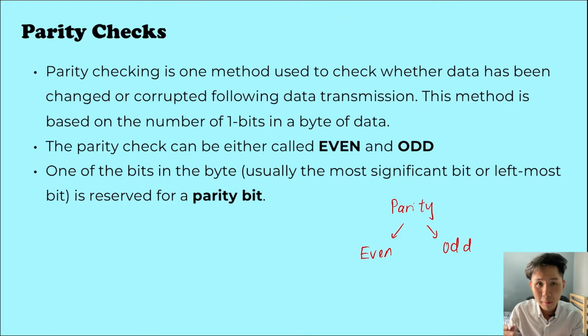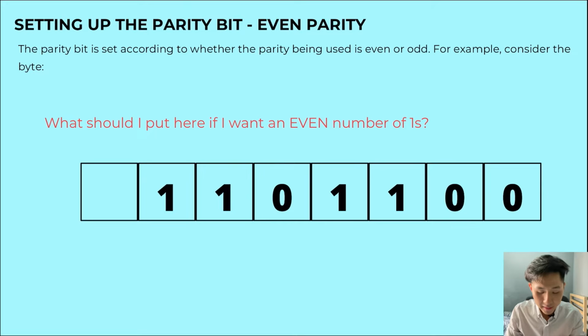The way that we can do this is by using the leading bit as our parity bit. Let me explain how this works. Let's say we have a byte of data here, and to set up the parity bit, we can do this. The parity bit is set according to whether the parity being used is even or odd. For example, consider the following byte. Imagine that now we are using even parity check.